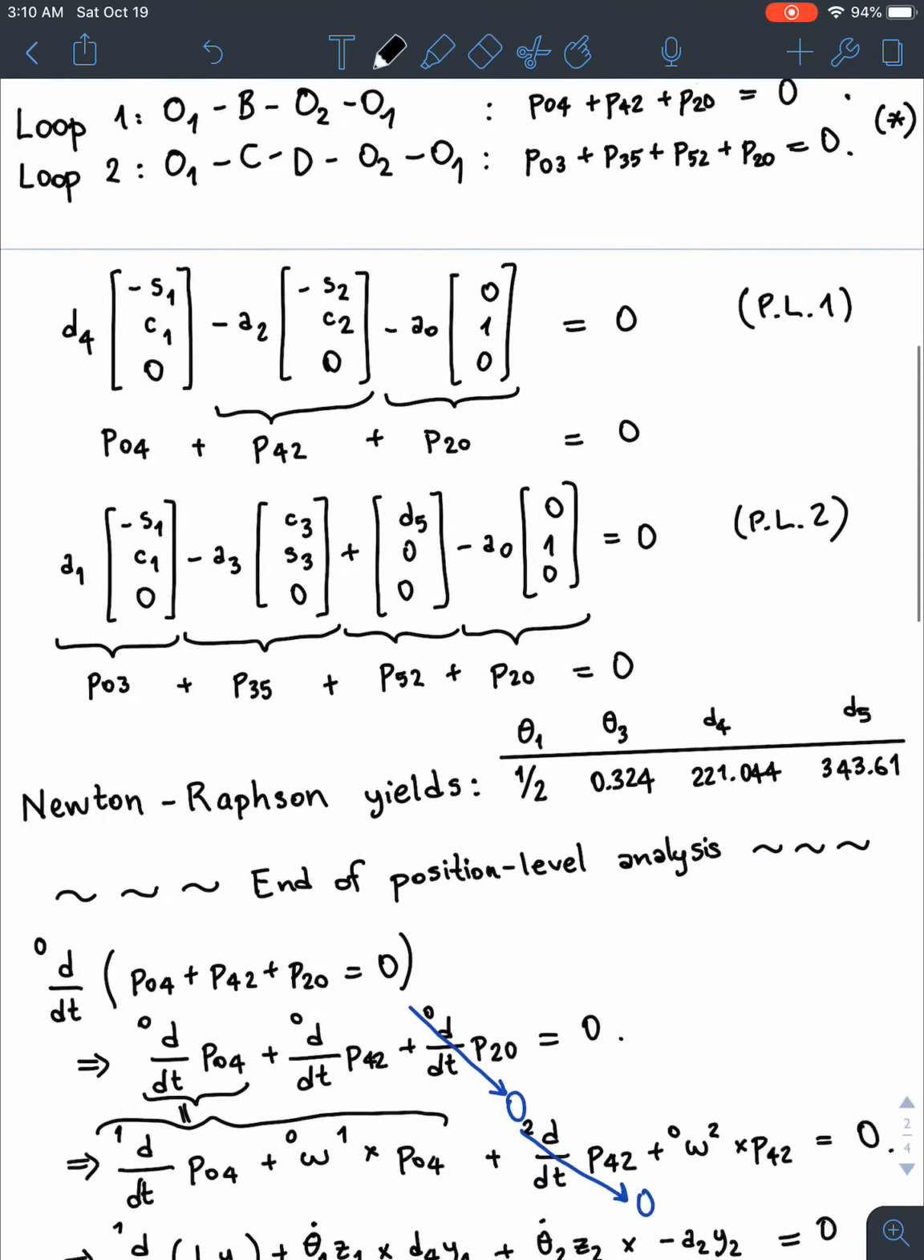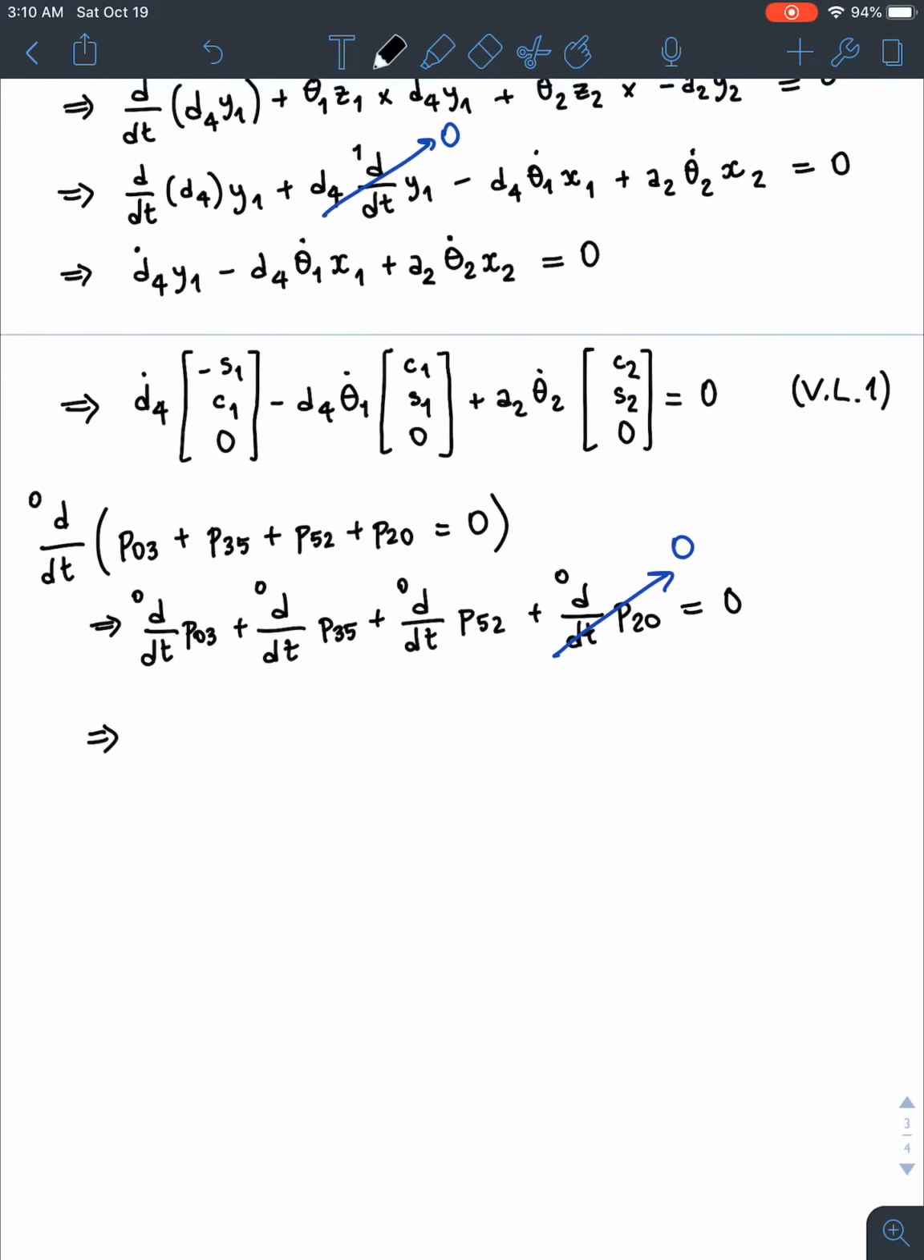Okay, let's collect these thoughts in mathematical form over here. We said that to do this derivative, I'm going to use the differentiation in two frames formula and put the derivative in the first frame.